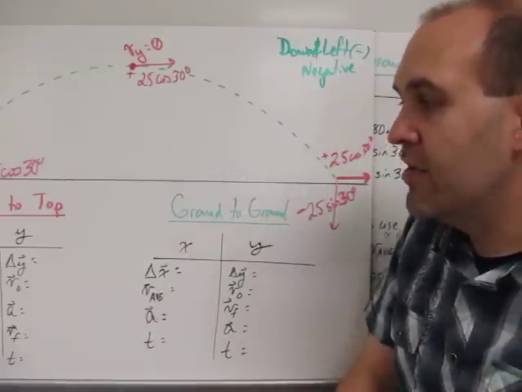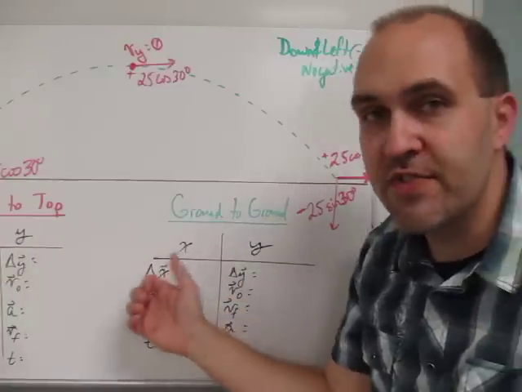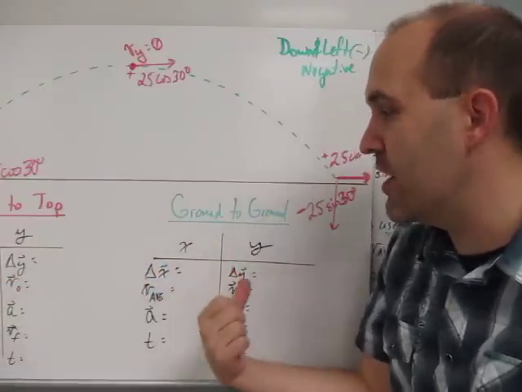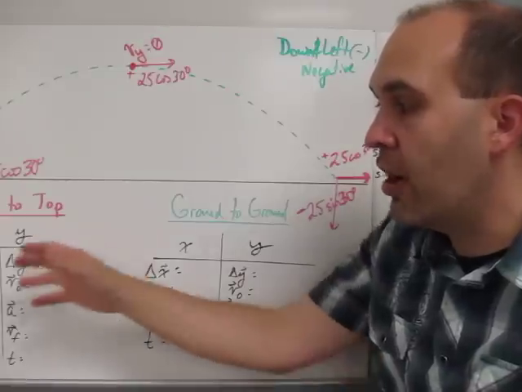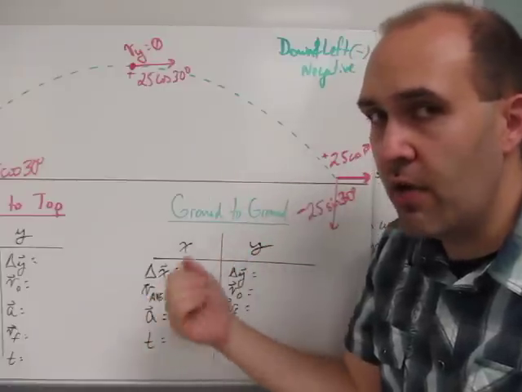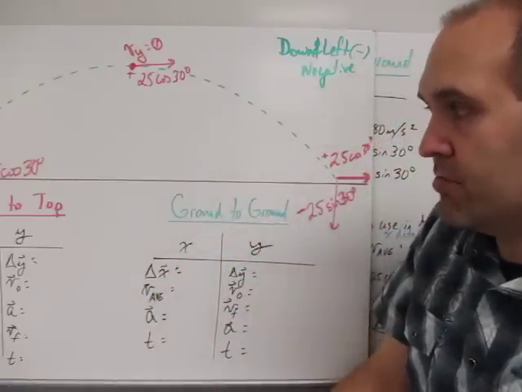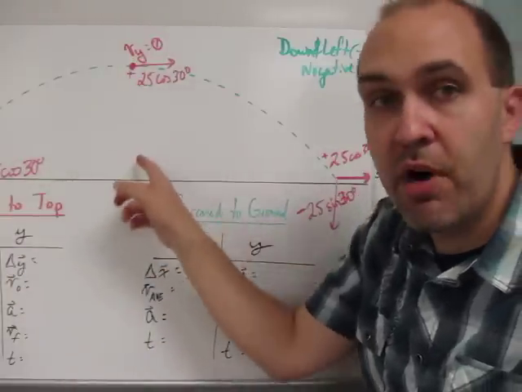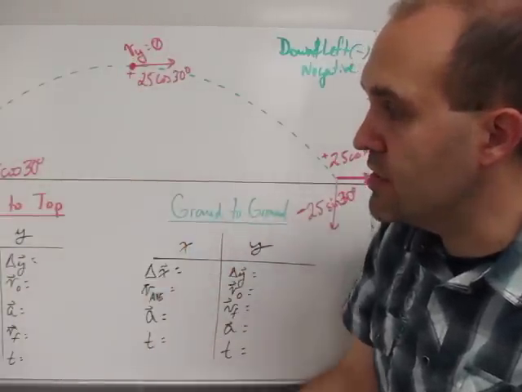When you do that, you'll end up with 4 columns of data. An X and Y for ground to top and an X and Y for ground to ground. And that helps you keep things separate and organized in your mind. So I really want you to do that on your paper as you're working this with me. So let's do from ground to top. That'll help us get the maximum height first. That was the very first question.